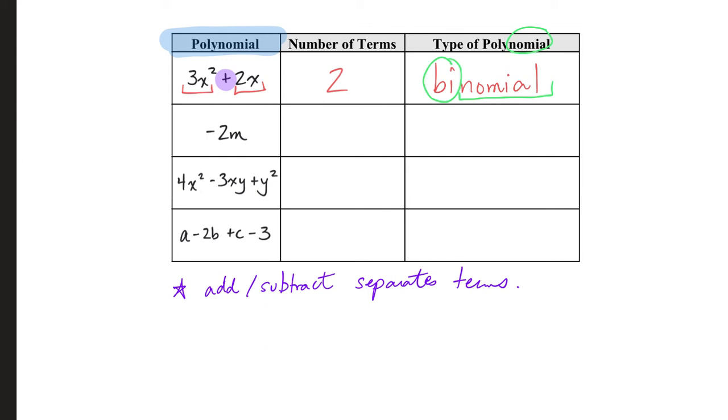Now, let's jump into that next row then. And I think we should start getting a little more comfortable as we go. Okay, on the second row, I see I have negative 2m. Do I see any add or subtract symbols? No. So how many terms do I have? I only have one. Okay, what type of polynomial is that then? Well, my guess is a lot of us could figure out that it ends with a nomial.